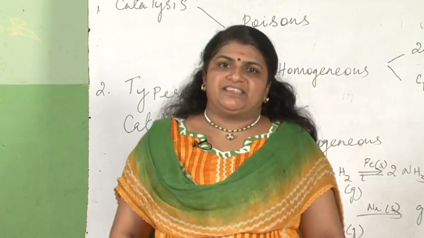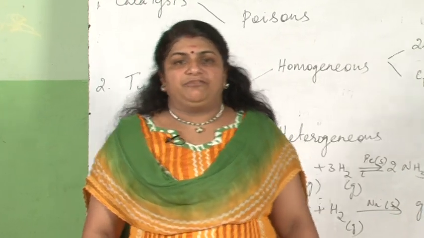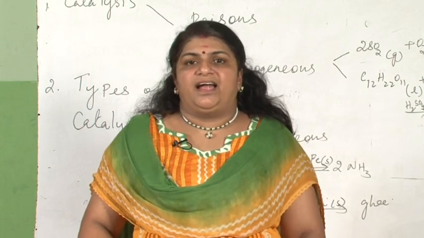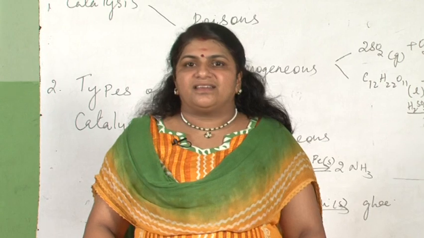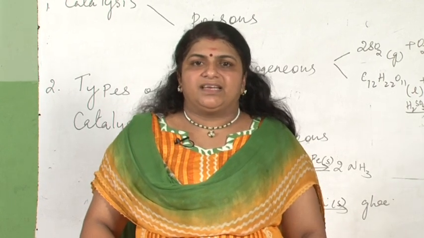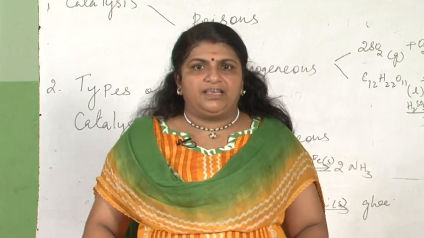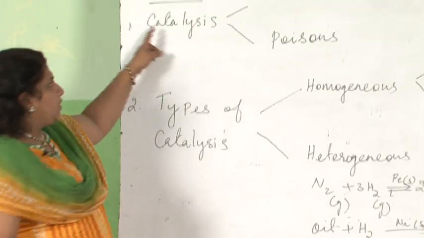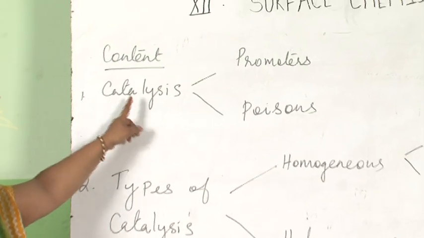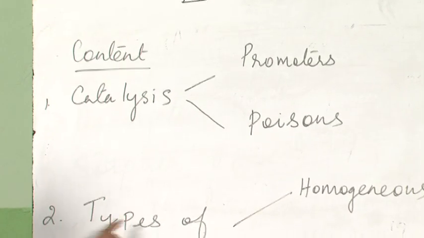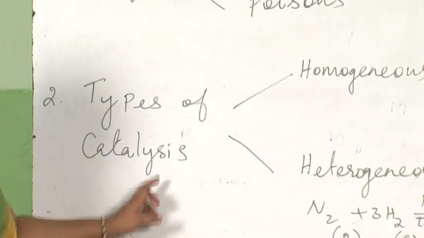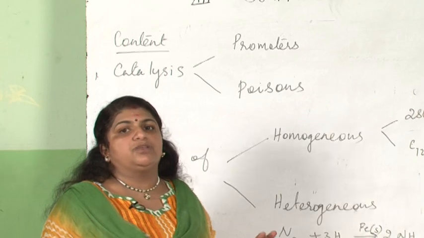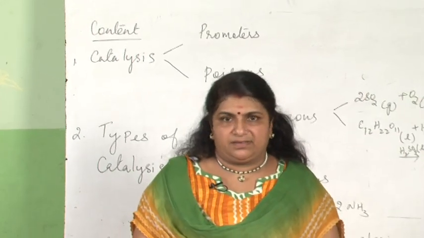Now we are starting with the term catalyst. You are familiar with catalysis. Catalysts are substances added to a chemical reaction to increase the speed of the reaction. In catalysis, we are learning so many different terms. First, we will learn what is catalysis or what is a catalyst, what are the various types of catalysis, what the term promoter means and what the term catalytic poison means.